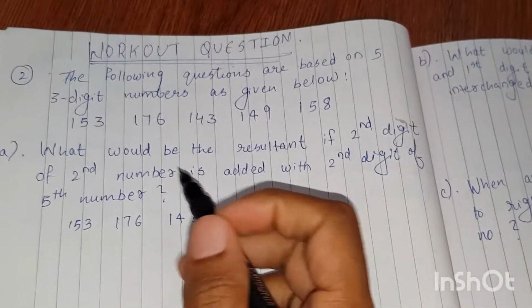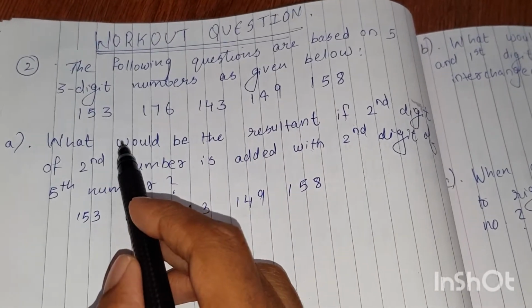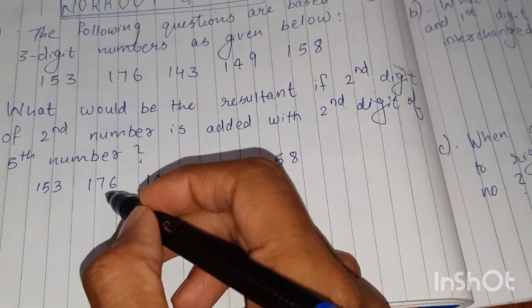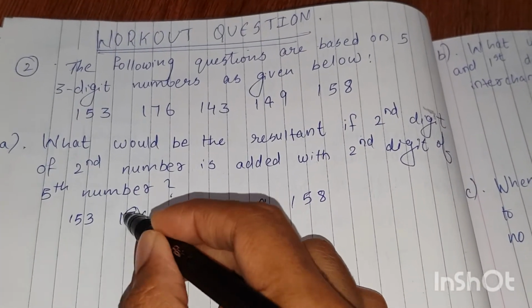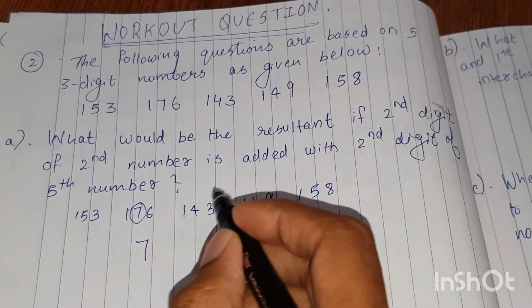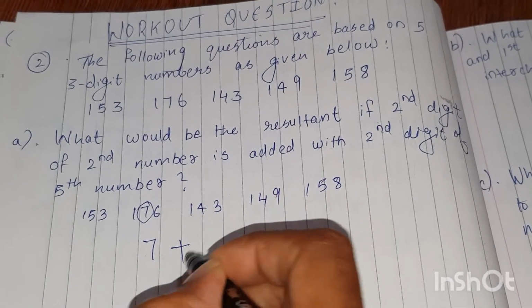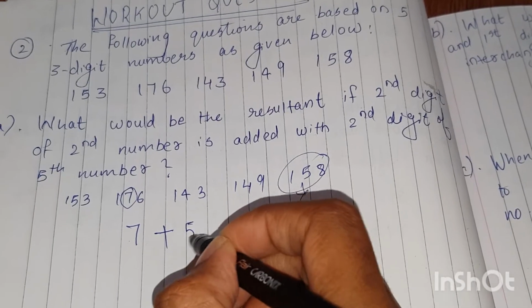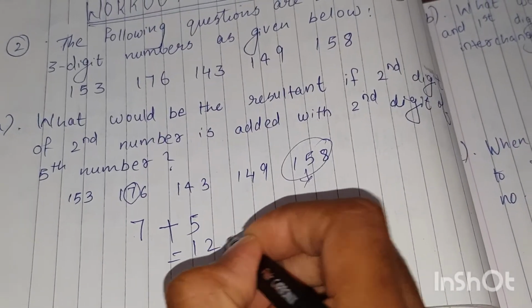Going to the next workout question. For these numbers, the first question is what would be the resultant if the second digit of the second number? The second number is 176, its second digit is 7. So what happens if this number is added to the second digit of the fifth number? The fifth number is this, its second digit is 5. So when 7 is added to 5, the answer is 12.